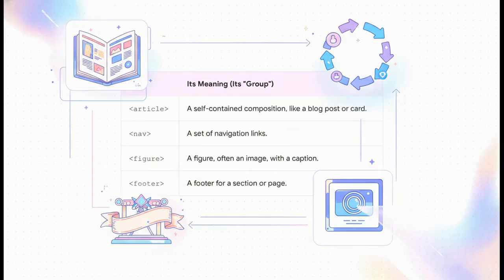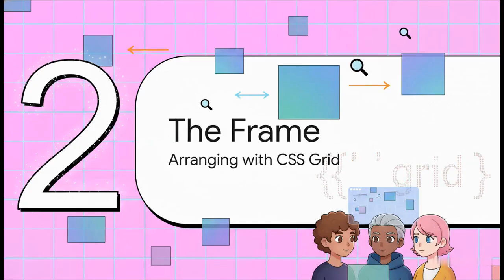Think about it. An article tag is so much more than a generic div. It draws a boundary around a complete, self-contained idea, like a card. A nav groups all your navigation links. Each of these tags creates a logical unit that can stand on its own, which is exactly what we need. Okay, so we've got our meaningful blocks, our semantic containers. Awesome. Now what?